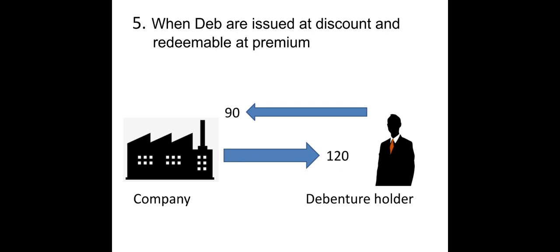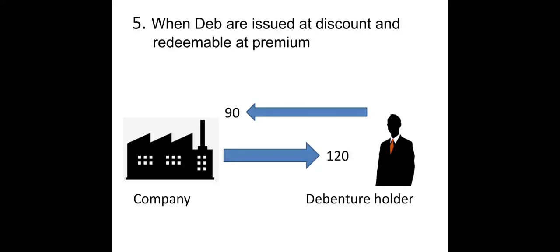You can see in this case, the company received 90 rupees, student. So imagine that the price of the debenture is 100 and we are giving 10% discount. So we will get 90 rupees. And after some time, when we redeem the debenture, we are giving 120, so we are giving more than 100. That extra money is treated as premium on redemption, and due to this premium the company will suffer a loss.